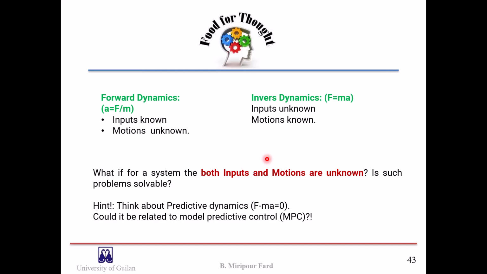As we discussed earlier, there are two problems related to the dynamics. Forward dynamics, in which for a given input vector we calculate the resulting motion. In inverse dynamics, for a given desired trajectory, the required input vector is found. Now, the question is, what if for a system both the inputs and motions are unknown? Are such problems solvable? Think about this. Here is a hint that can help you think about predictive dynamics. In predictive dynamics, we formulate the problem like F minus m times a equals 0. And think about the relation between predictive dynamics and model predictive control.